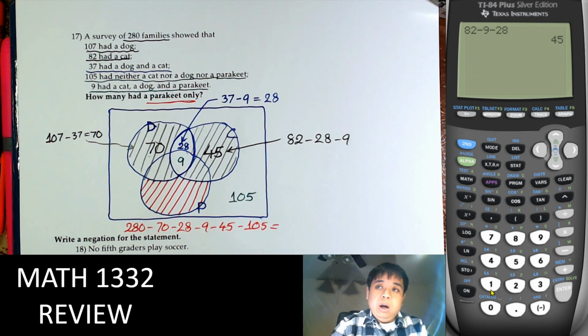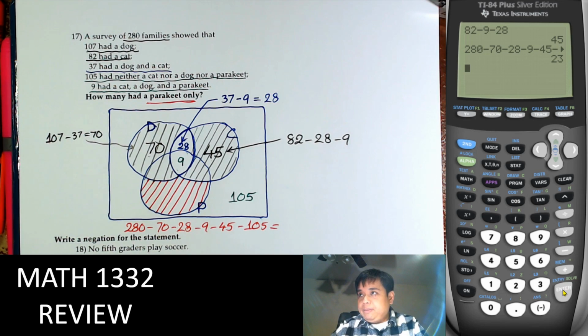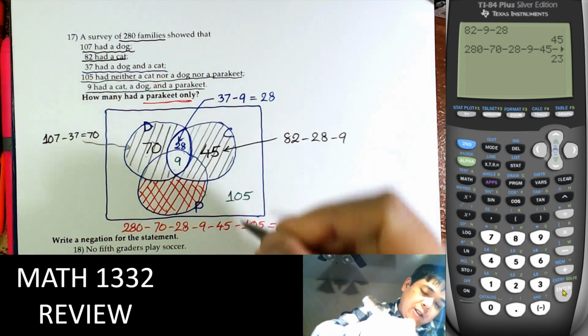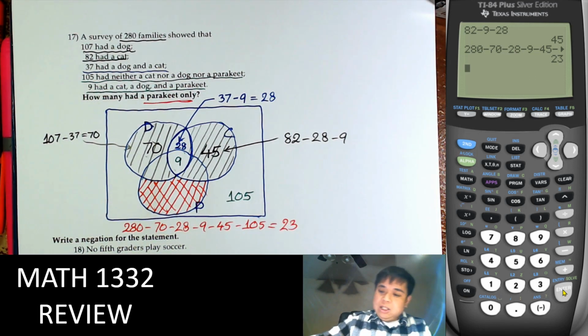So 280 minus 70 minus 28 minus 9 minus 45 minus 105, and we have 23. So 23 is this region here. Right.